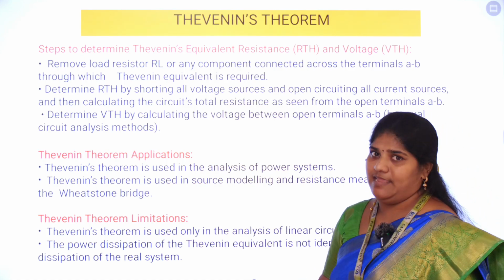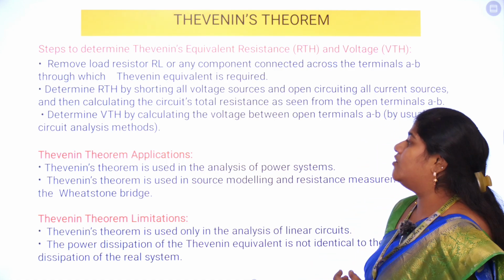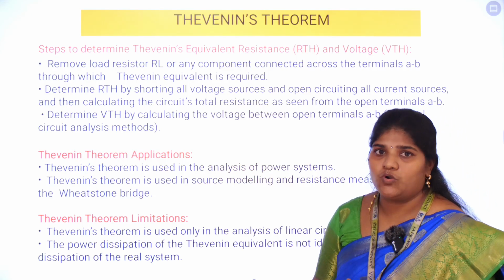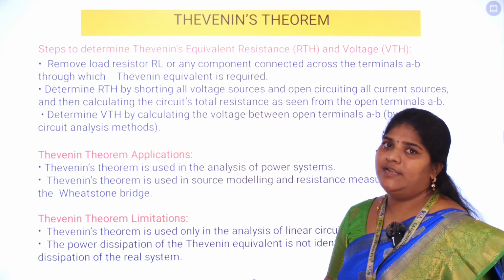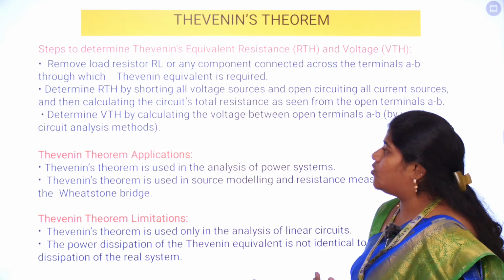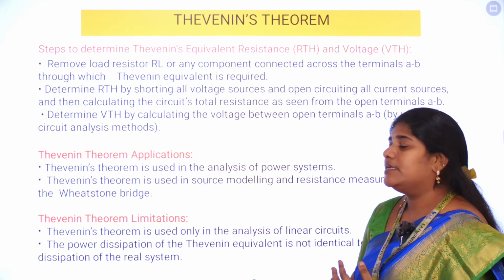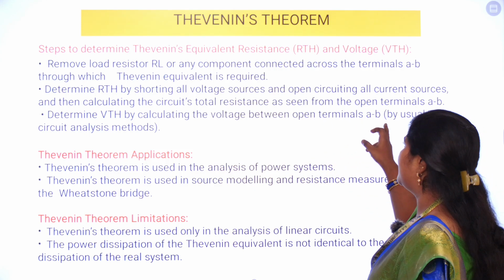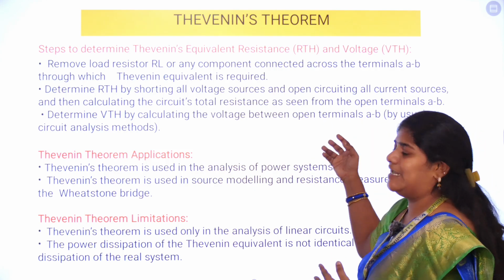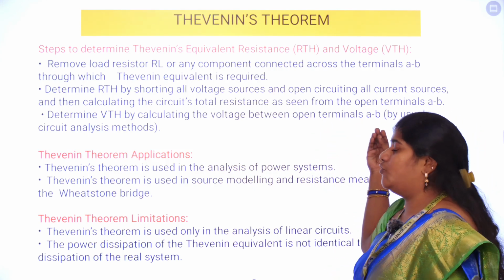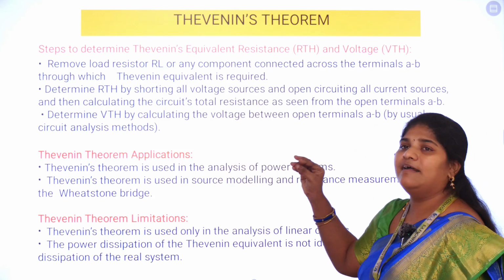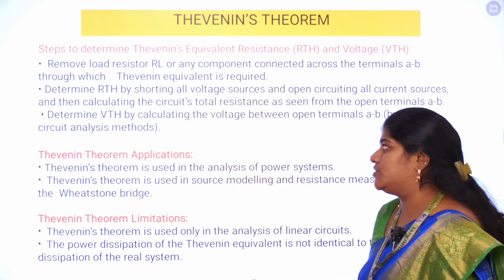Now coming to the third step, you have to determine VTH. Here this VTH we will call Thevenin's voltage or open circuit voltage. This Thevenin's voltage or open circuit voltage is obtained by calculating the voltage between the open terminals A and B by the usual circuit analysis method. To find this VTH, we can use any methodology for finding the value of the Thevenin's voltage.